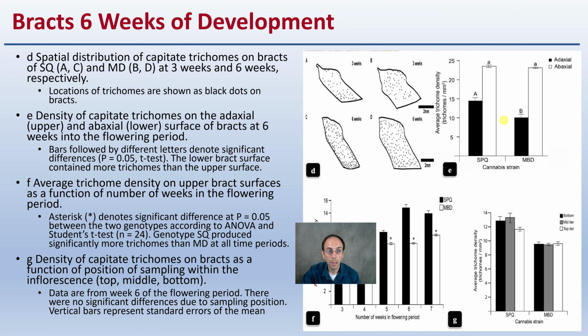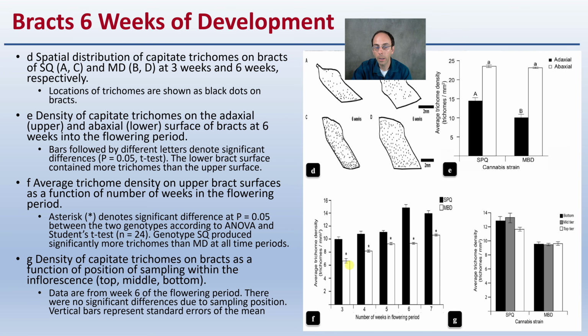E looks at the density of those trichomes on the upper and lower surfaces of the bracts. So AD would be the adaxial, that would be the upper surface, and AB would be the lower surface. So the clear is the lower, the black is the upper, here at 6 weeks again. Progressing down to F here, we can see the average trichome density of the upper bract surfaces is a function of the number of weeks of the flowering period. And then lastly, G is the density of those capitate trichomes on bracts as a function of position of sampling with the inflorescence top, middle, and bottom tier.